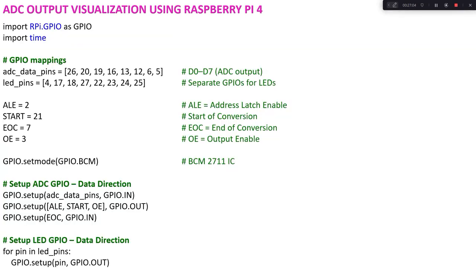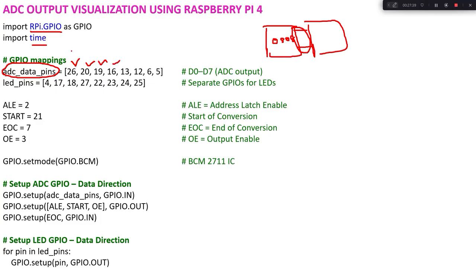Now let us look at the coding part. In order to use the GPIO lines, we make use of the RPi.GPIO package. Then in order to introduce a delay function, we make use of the time package. Then from ADC 0808, I have to get this data into your Raspberry Pi, right? So this output data should come as an input to your Raspberry Pi. So that is this ADC underscore data pins. These are the GPIO pins, where 26 represents the LSB bit and 5 represents the MSB bit.